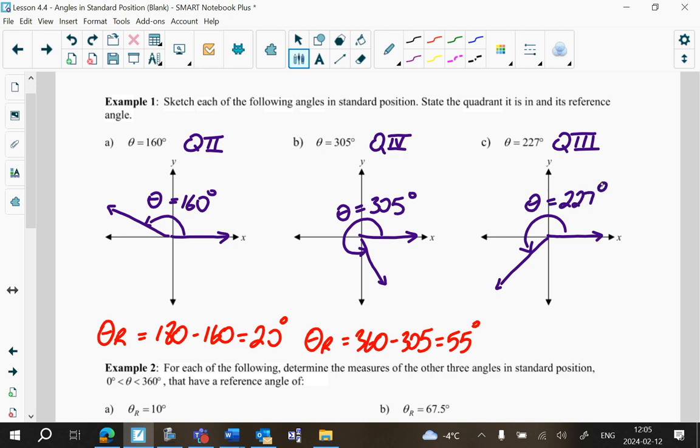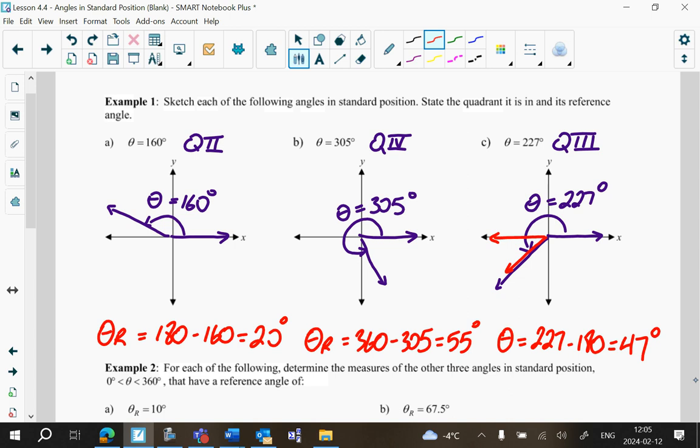Now, quadrant 3, we got to be a little careful. If that's what we're trying to find, we got to find the whole thing, 227, and subtract away this part, 180. So 227 minus 180 is going to give us 47 degrees. Okay.